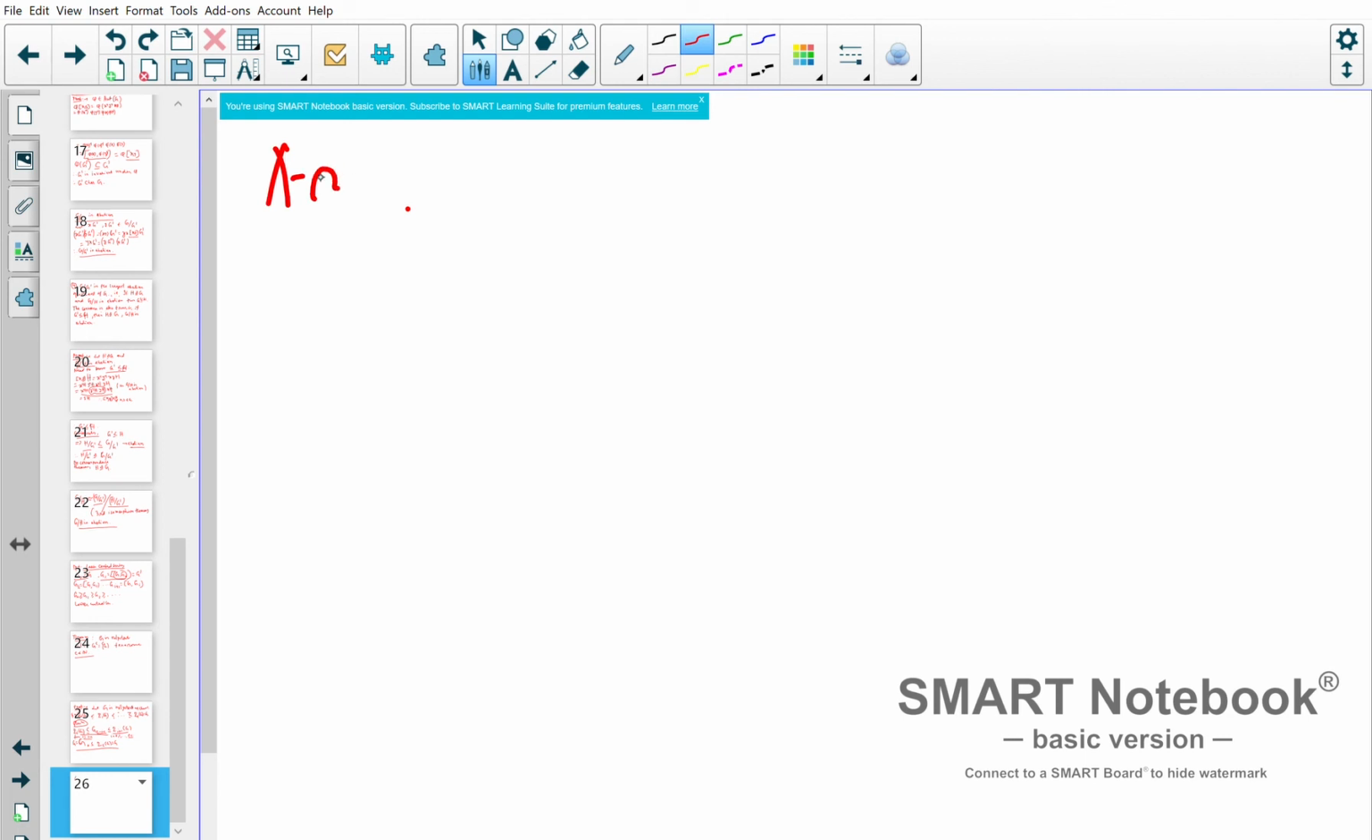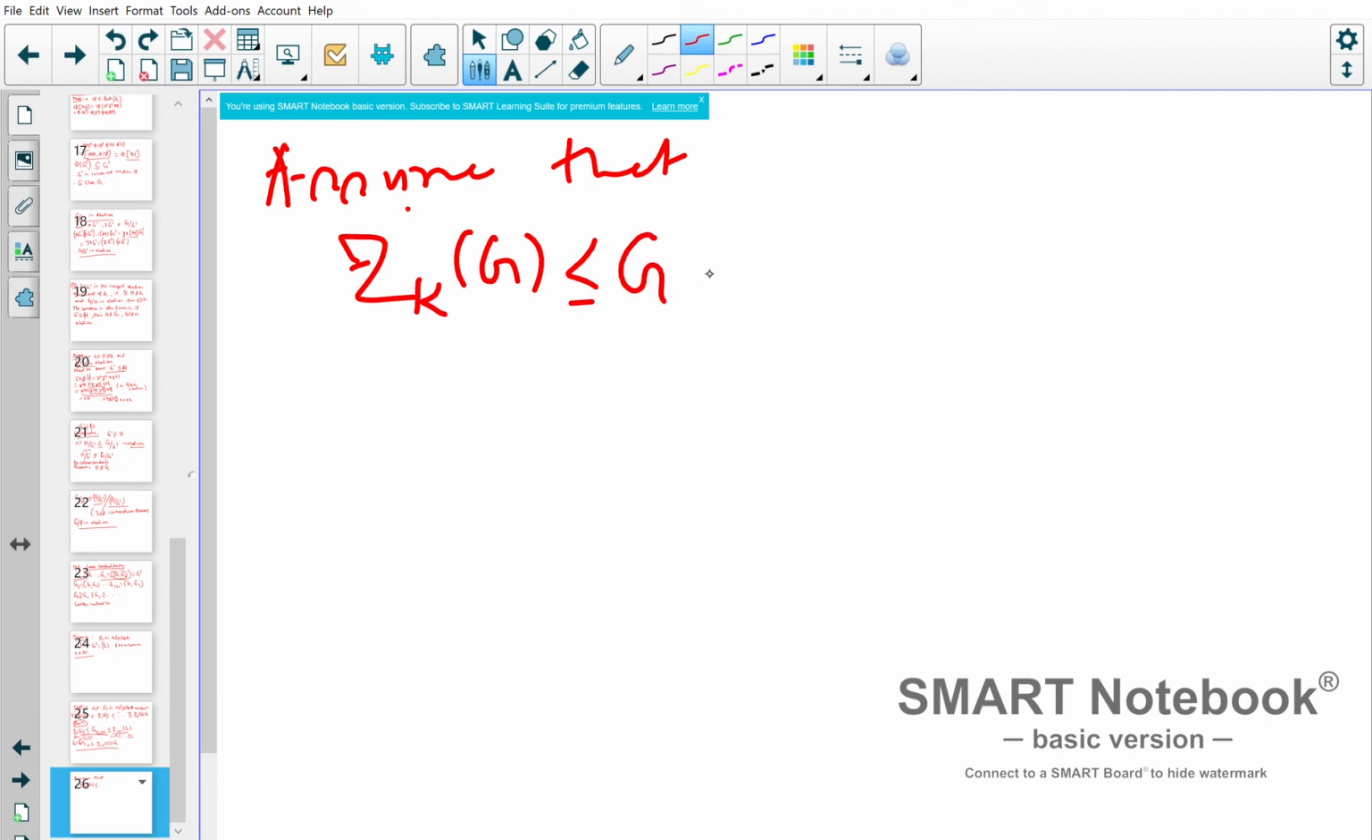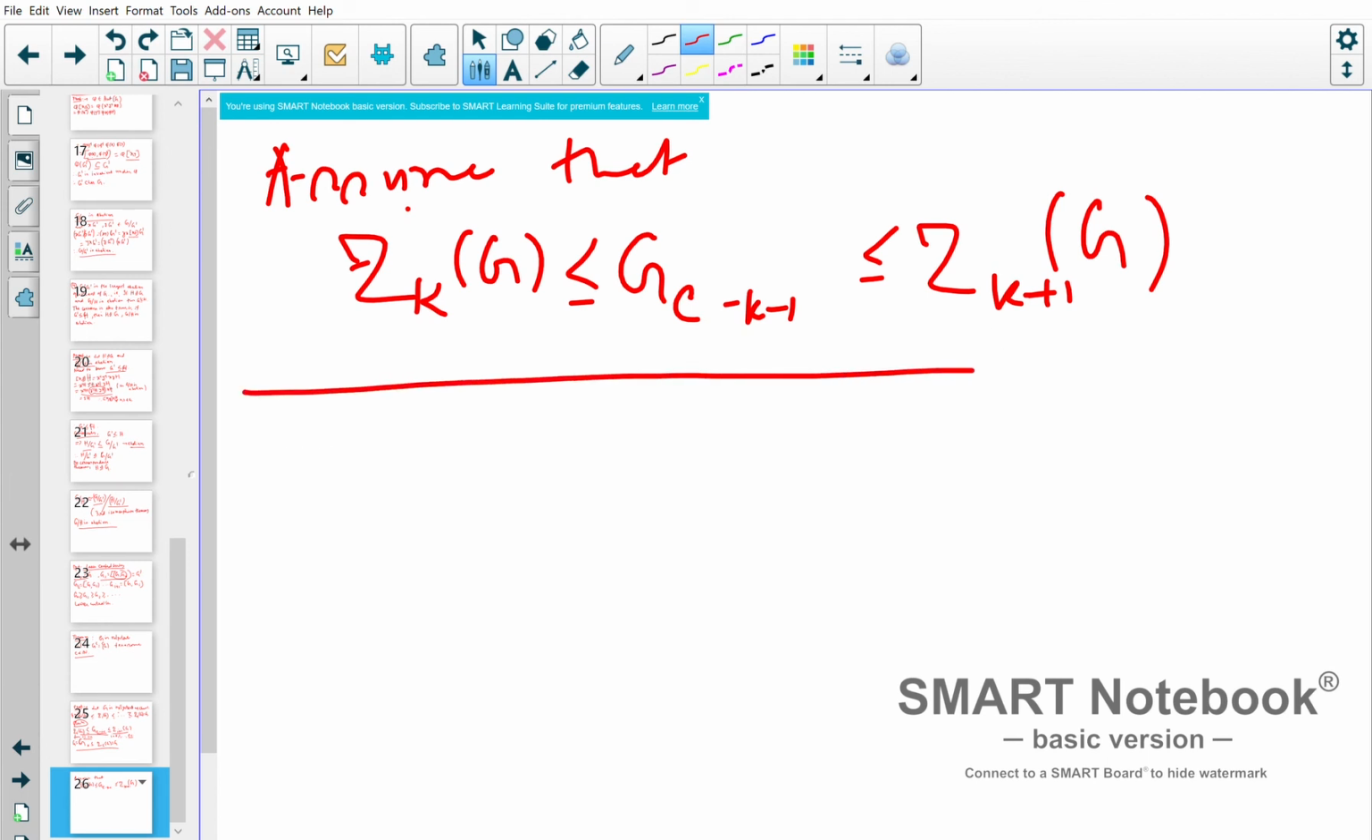So the induction hypothesis tells you to assume that for some K, this Z_K of G is nothing but the commutator of G with Z_{K-1}, and then Z_{K+1} of G. This is what I am assuming, and then I need to prove that for K plus 1 also it is true. Now for K plus 1, what we will have.